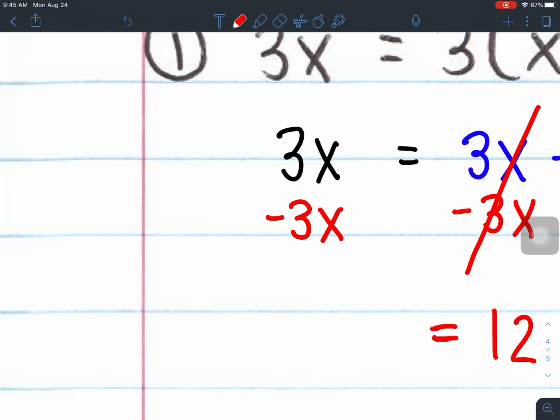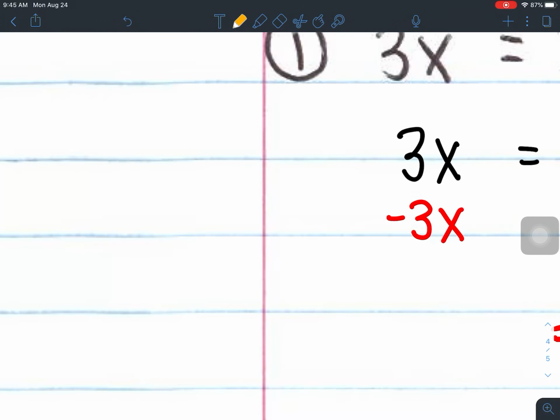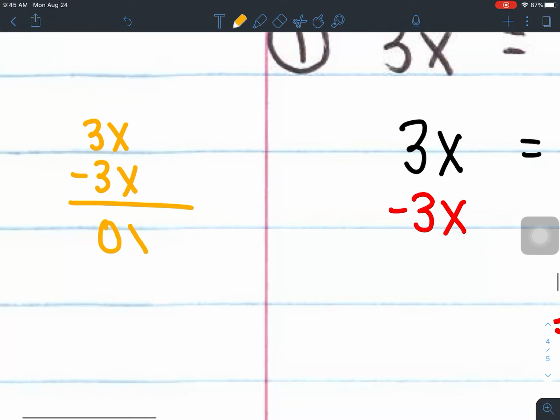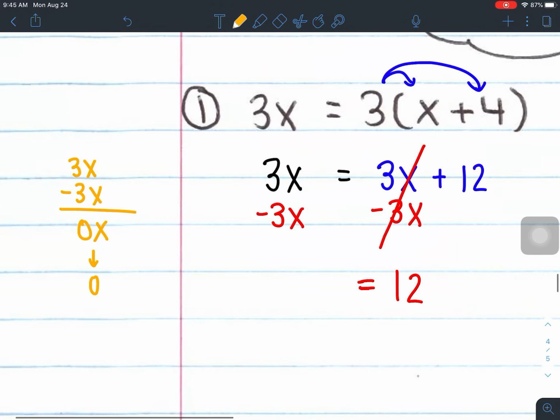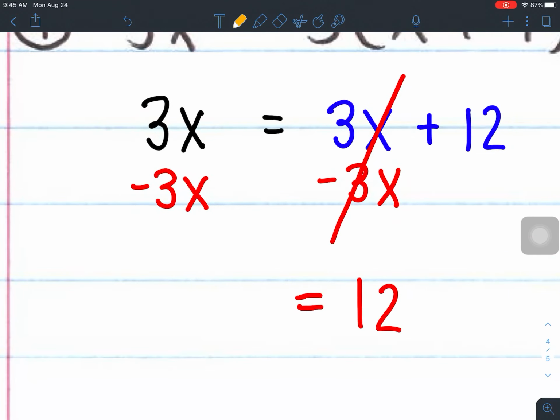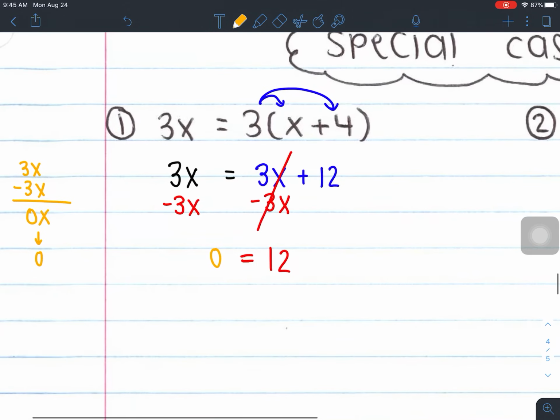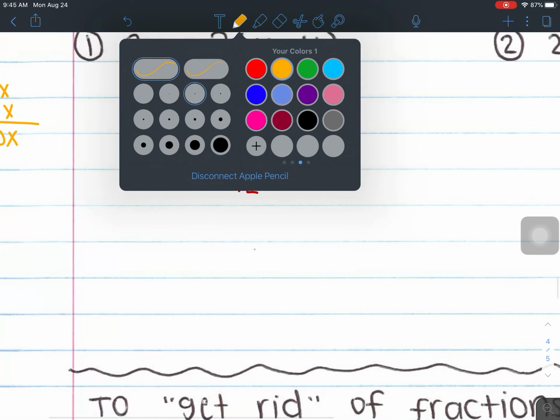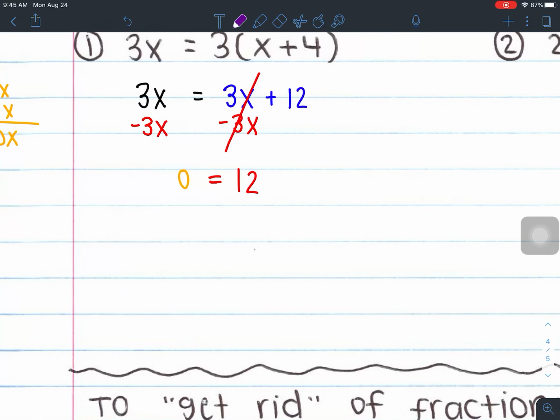Well, over here, what happens? 3x minus 3x, what does that equal? What's 3 minus 3? 0x. What's 0 times anything? 0. So if I have 3x minus 3x, my answer is 0 here. Okay, well, does 0 equal 12? Is that true? No, it makes literally no sense. So your answer would be no solution.